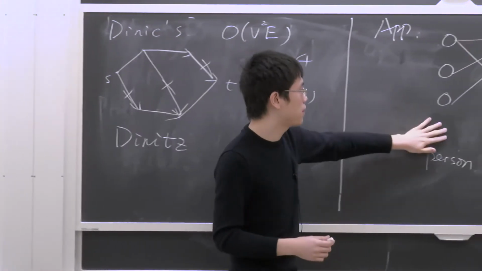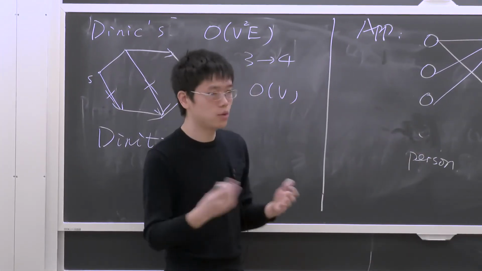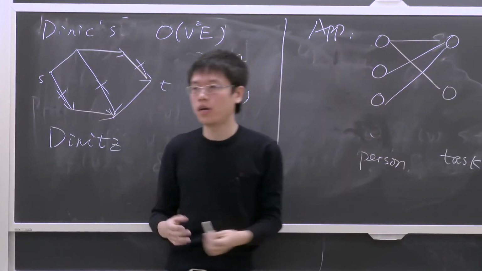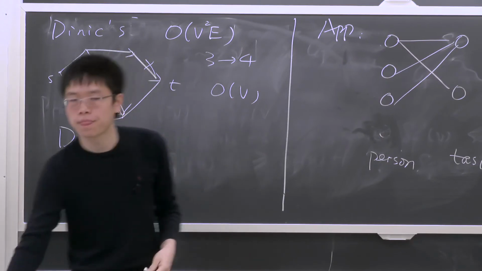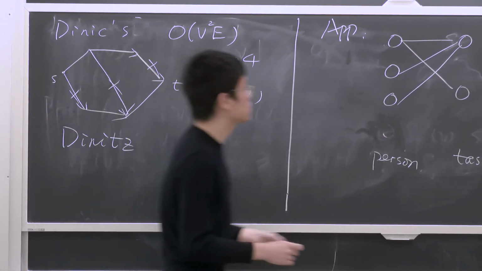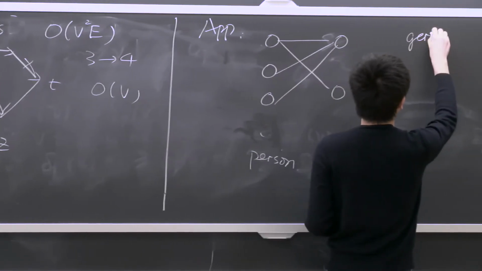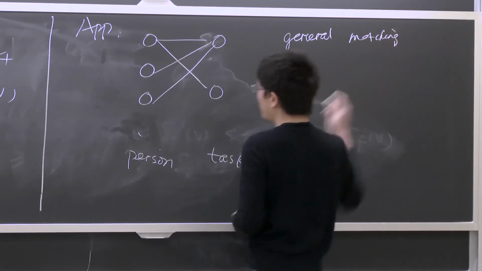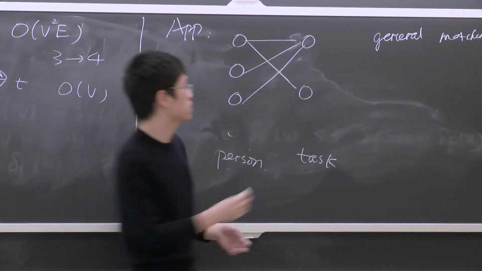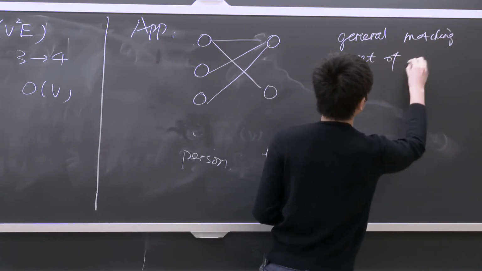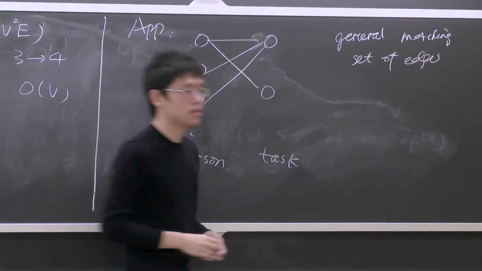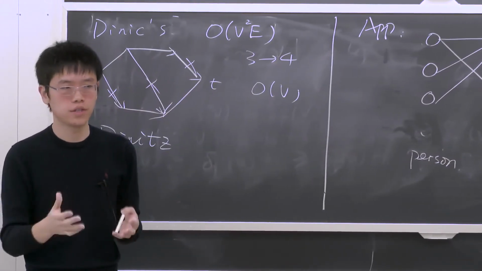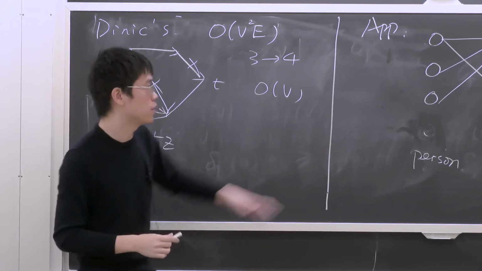So this is called a bipartite graph, which means you can partition a graph into 2 parts, and within each part, there is no edge connecting any pair of vertices. You can also define this problem for a general graph. The goal is the same: find a subset of edges such that no 2 edges are connected to the same vertex.